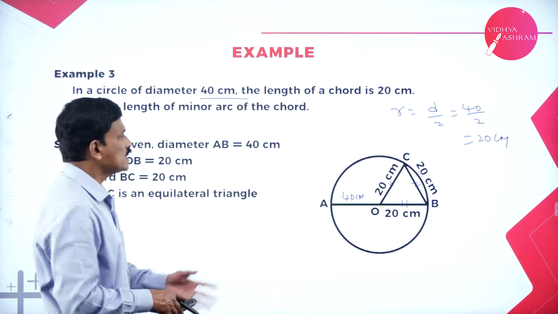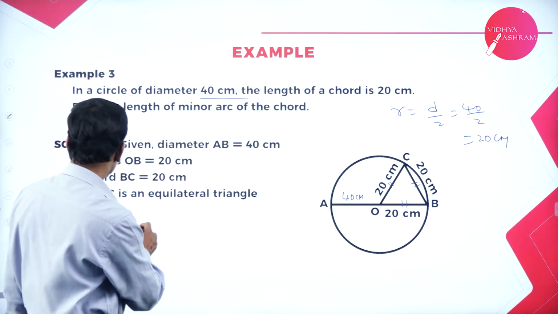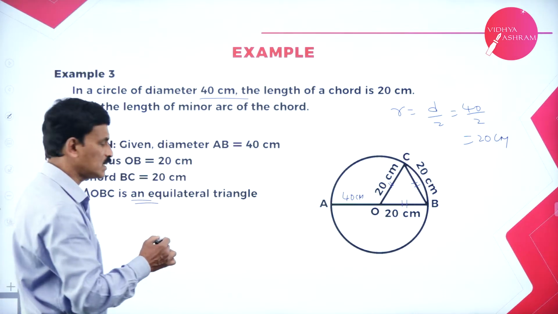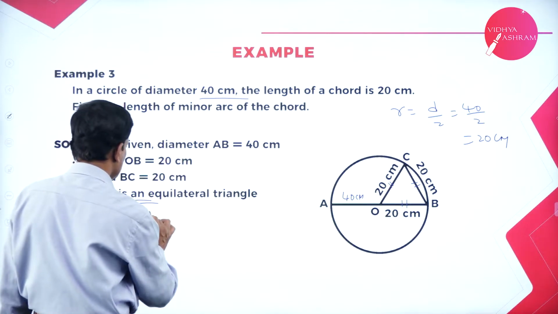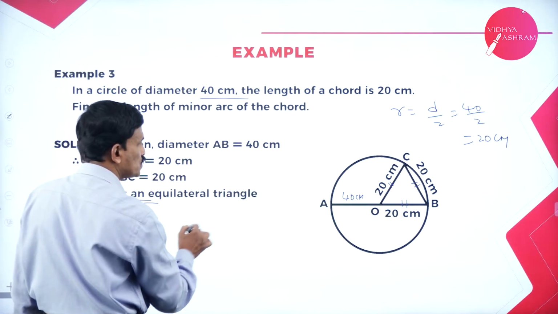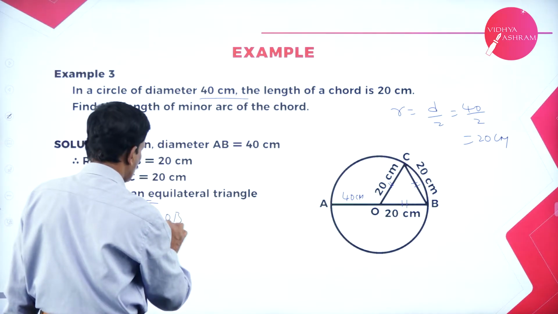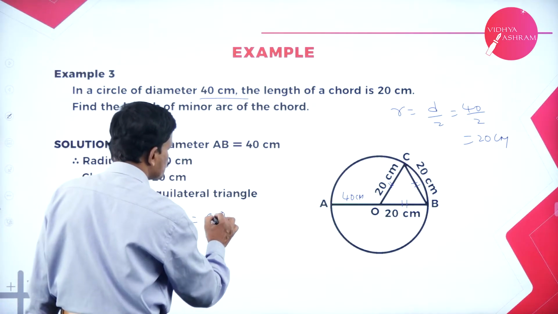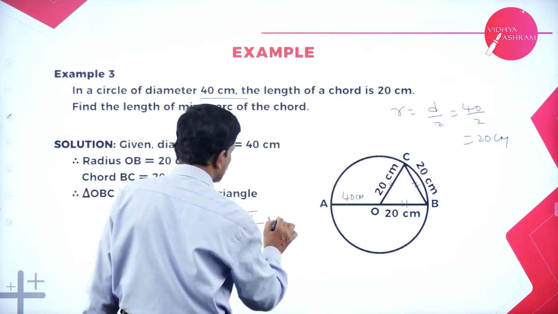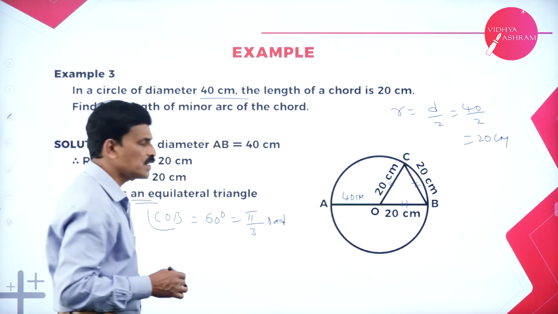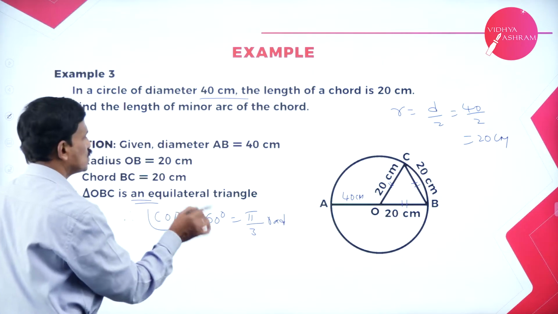Since all sides are equal, OBC is an equilateral triangle. Equilateral triangle means each angle is equal to 60 degrees. Therefore, from triangle OBC, angle COB is equal to 60 degrees, which is nothing but pi by 3 radians. Now, here theta is equal to pi by 3.